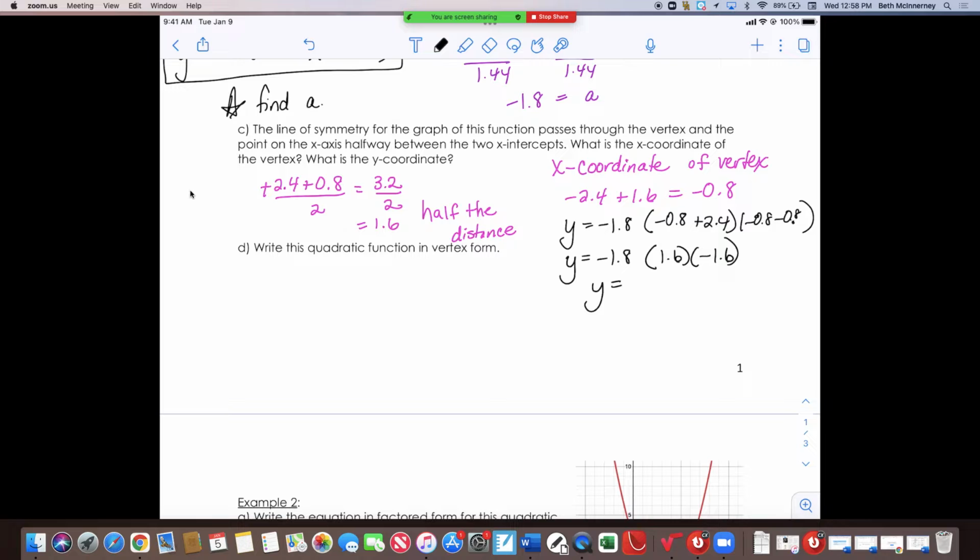Should it be positive or negative? What do you think? Positive, right? Because you have a negative times a positive times a negative. Two negatives will be positive. So I'm getting 4.608. So here's my vertex.